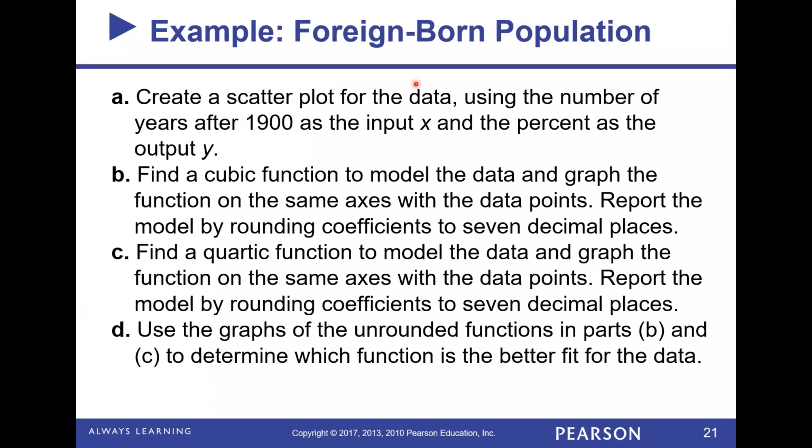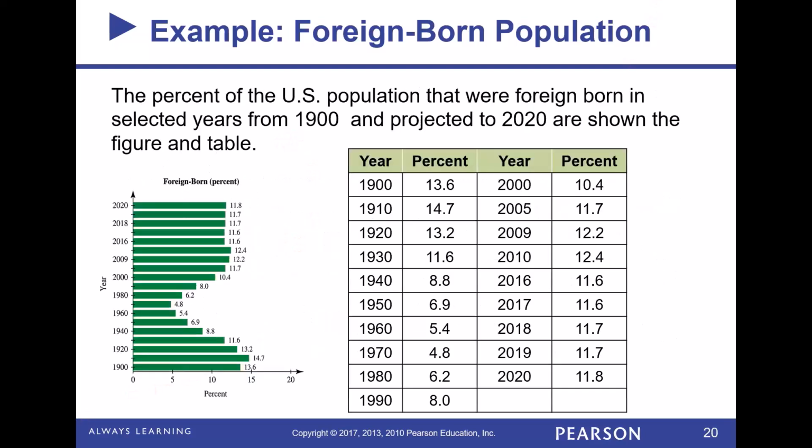So we're going to create a scatter plot for the data, using X as the number of years after 1900, and the percent as the output for Y. We're going to find a cubic, we're going to do a quadratic, and then we're going to take a peek at all of them put together. So I'm going to show you the data again. If you need to, go ahead and pause the video and take a look at this.